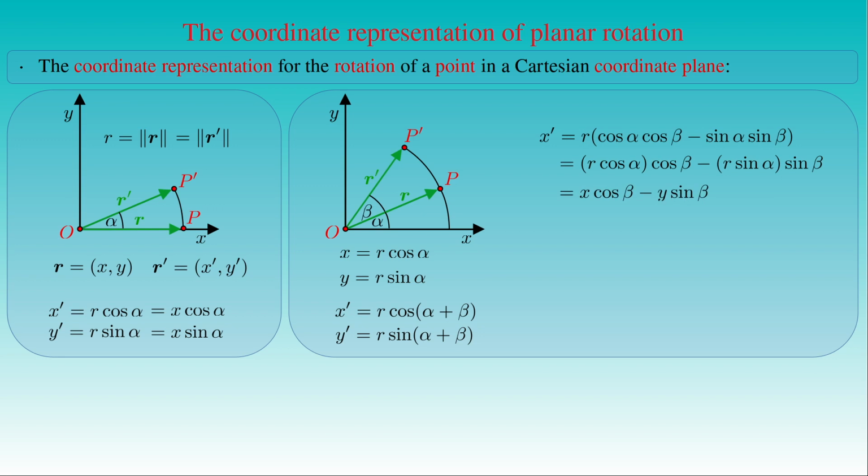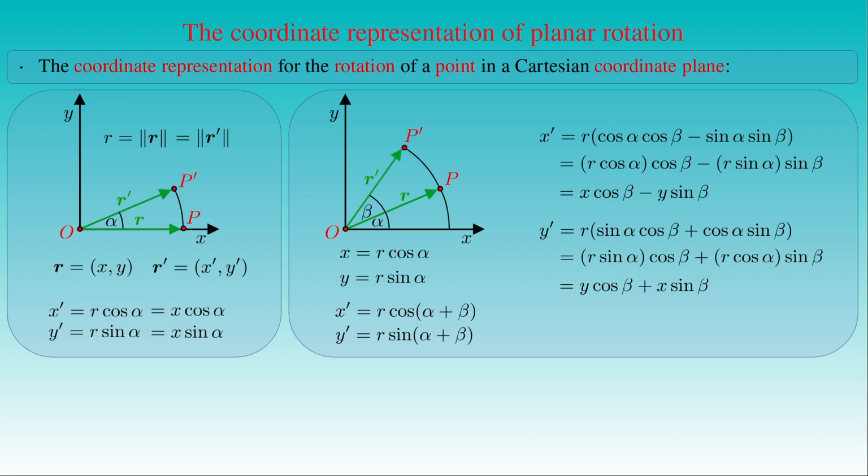Similarly, the coordinate y' can be written as r times the sum of sine alpha times cosine beta and cosine alpha times sine beta. The right-hand side is equal to r times sine alpha times cosine beta, plus r times cosine alpha times sine beta, which gives y times cosine beta plus x times sine beta.